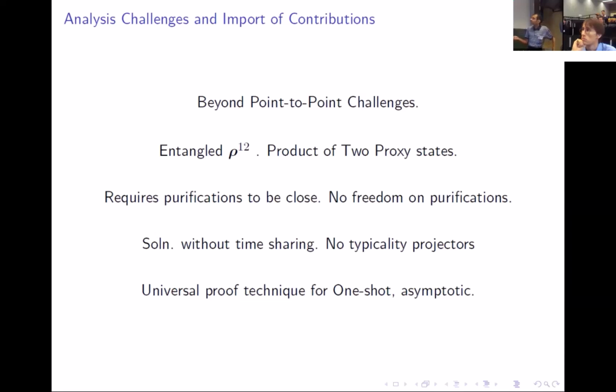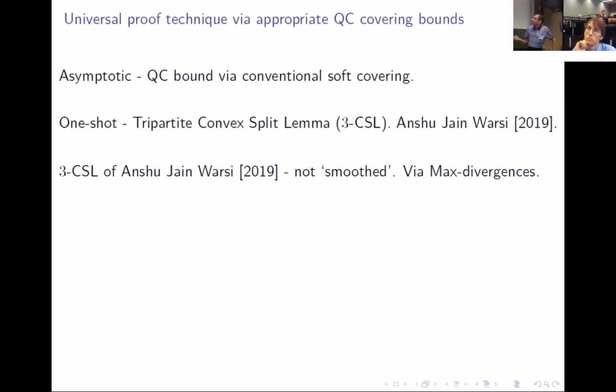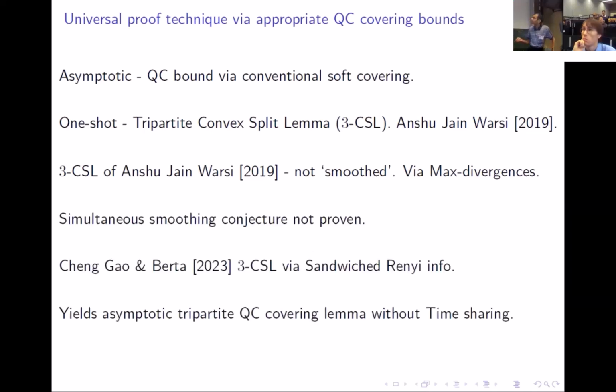That's essentially the talk. You can extend this to purity distillation and quantum reverse Shannon theorems. All of that is very simple work, and recovers everything in one shot, a universal technique for one-shot, asymptotic and everything. So that's essentially the work: universal proof techniques for all quantum classical covering. I'm done, and if you have any questions, please feel free to ask.